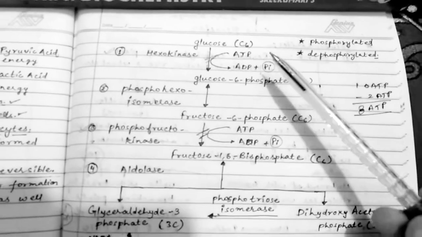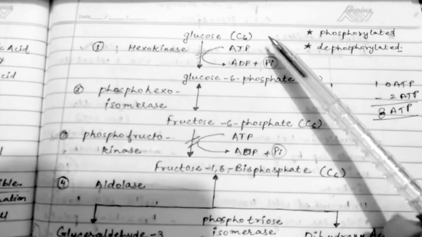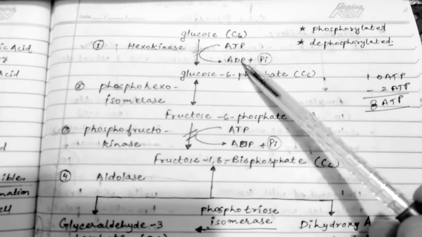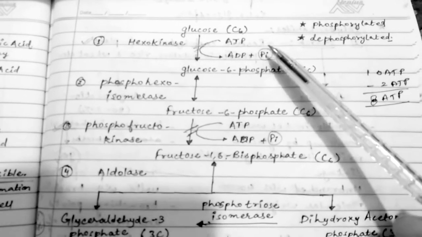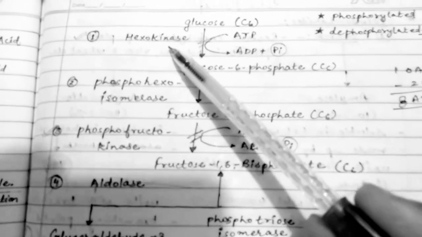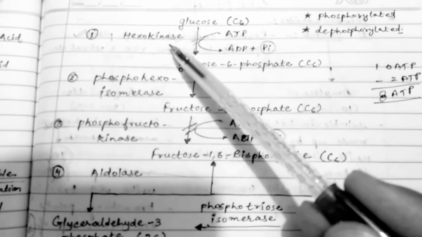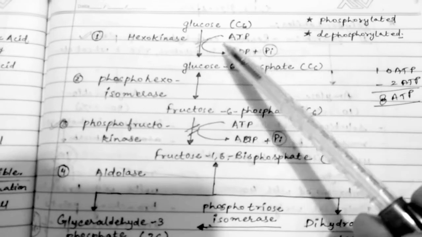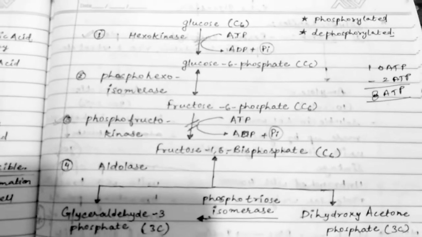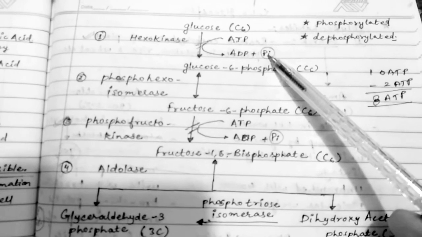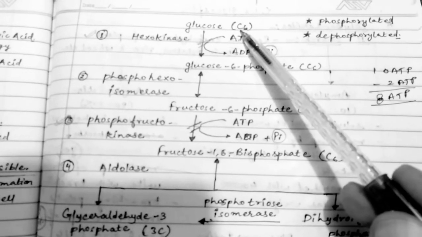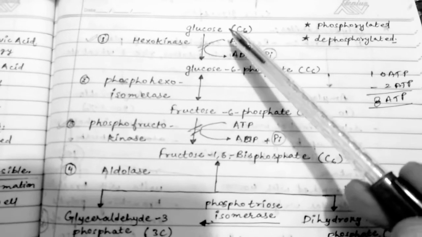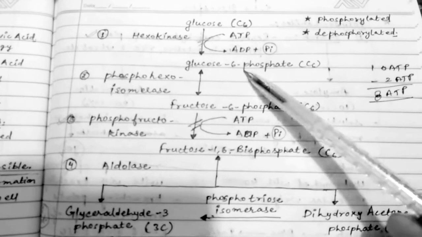So student, you know very well the glucose has 6 carbons, and in the presence of ATP, the ATP is converted into ADP and a phosphate group. For this first step we require the hexokinase enzyme. This hexokinase enzyme activates the ATP, and the breakdown of ATP takes place into ADP plus Pi. Then this phosphate group gets attached to the glucose and forms glucose 6 phosphate.